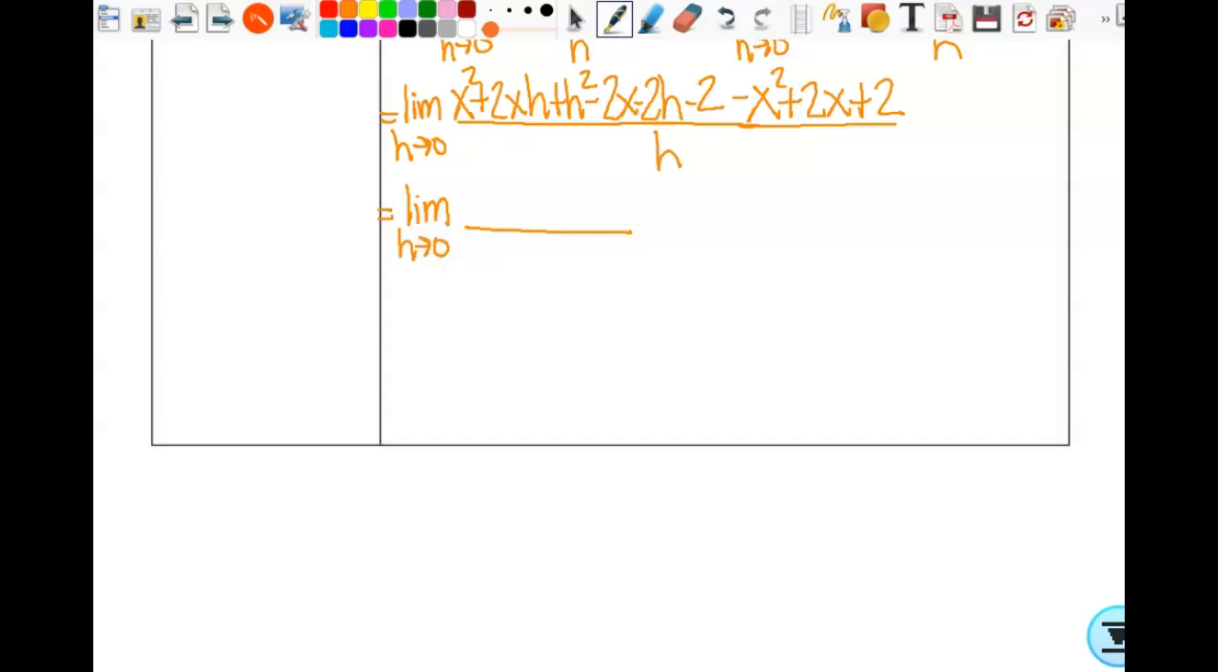So then I want to clean that up. Let's look at what's happening. This x squared cancels out with that x squared. I've got a negative 2x and a positive 2x. Those cancel out. I've got a negative 2 and a positive 2. So the only things I have left are this term and this term. See that? Because it's easy to get lost in your work. Cancel them out. So this leaves me with 2xh plus h squared minus 2h all over h.